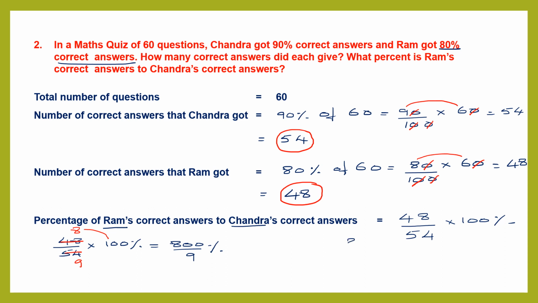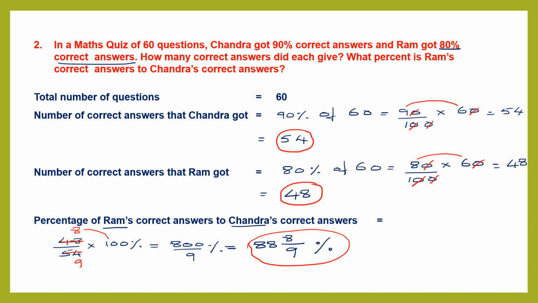So let's do that division. 800 divided by 9. So 9 8s are 72. Minus, 10 minus 2 is 8. Again 9 8s are 72. Minus, this is 7. 10 minus 2 is 8. So what is the mixed number here? 88, 8 by 9. So let's write that here. So this is 88, 8 by 9. And since we are asked to find the percentage, we have to put a percentage sign here. So 88, 8 by 9%. So what is our answer? Percentage of Ram's correct answers to Chandra's correct answers is 88, 8 by 9%. So this is our answer.